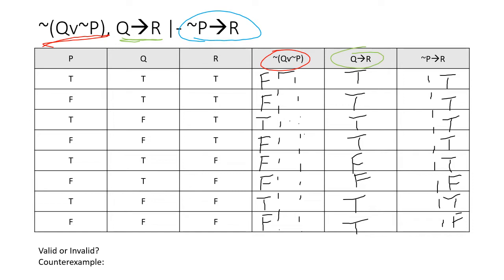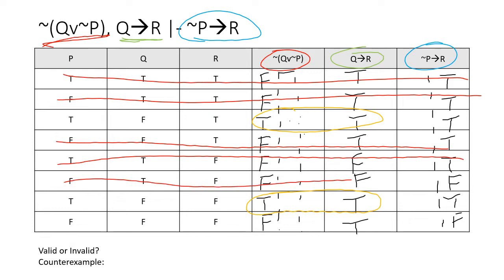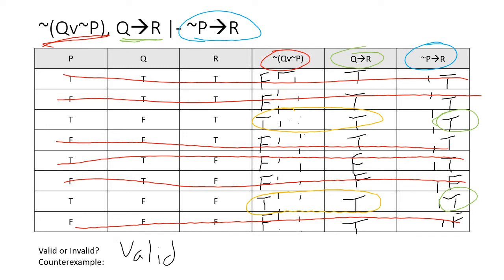And so now we can do our evaluation. Where are all the premises true? Well, they're all true there, and they are all true here. We can ignore these other ones because at least one of the premises is false. And then looking at our values for our conclusion, well, they're both true, so this will be valid. And since it's valid, there's no counterexample.